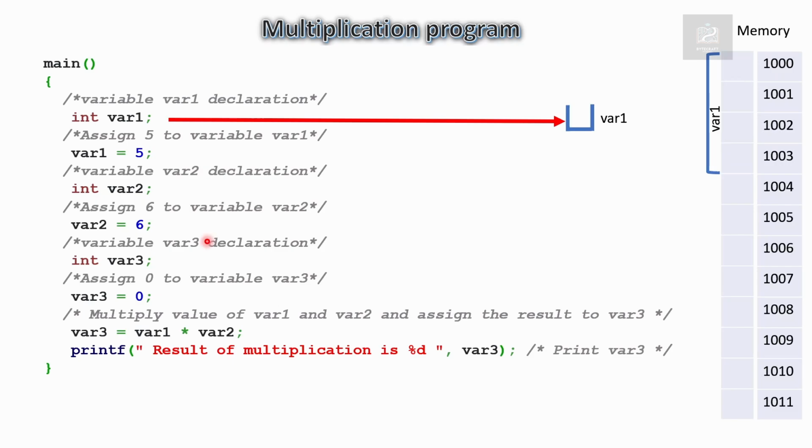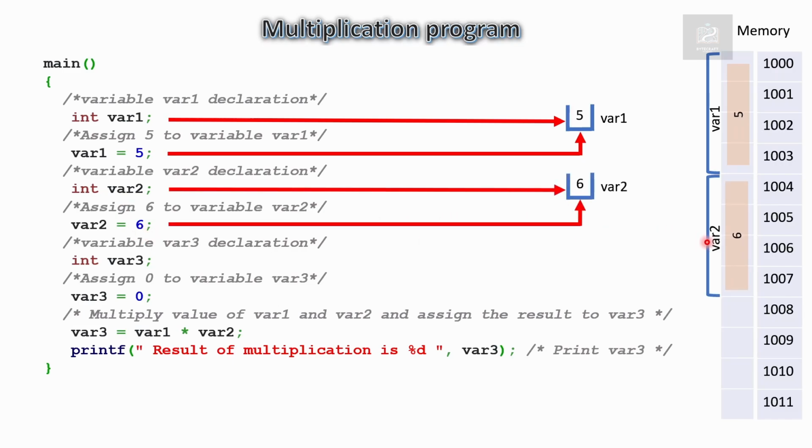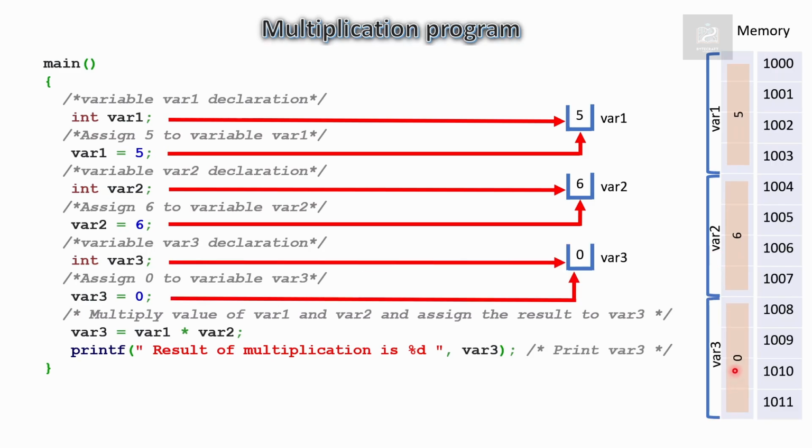Now when we assigned the value 5 to variable 1, that value occupied the allocated memory for variable 1. The same goes for variable 2 here. As you can see, the container has been created. When we assigned the value 6, the value occupied the memory allocated for variable 2. Now variable 3 is holding the value 0 here. What is variable 1 holding? Variable 1 is holding 5 and variable 2 is holding 6.